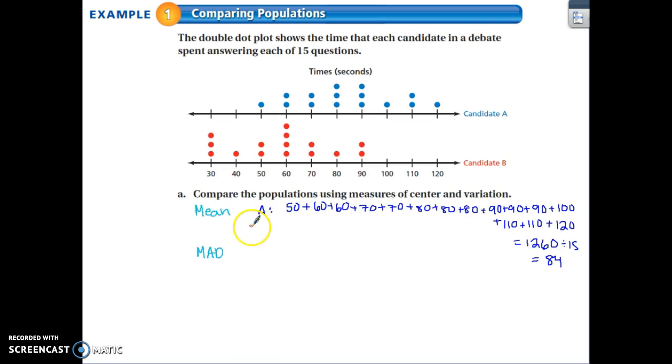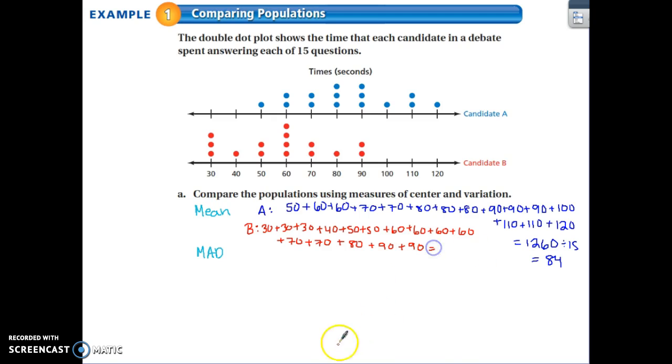We now repeat this process for candidate B. The first 3 dots are all 30 seconds, so I start with 30 3 times. The next dot is 40. The next 2 are 50. The next 4 are 60. The next 2 are 70. The next one is 80. And the last 2 are 90.